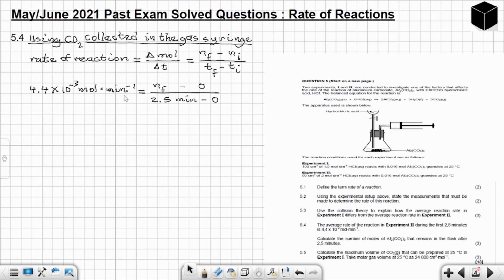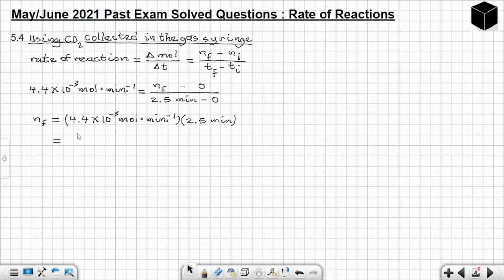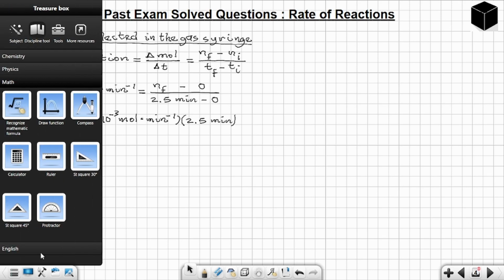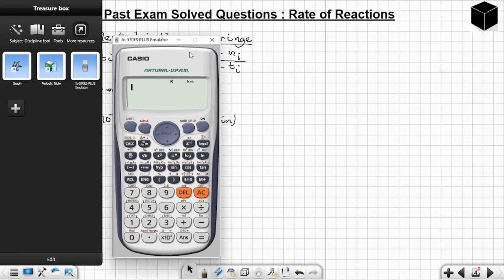Now you can use cross multiplication to find n final. Remember, this is over 1. So you have 1 times n final, which is n final, equal to this times this. Can you see that? Now what you need is your calculator to calculate this. Okay, I have my calculator there. Let's do it.